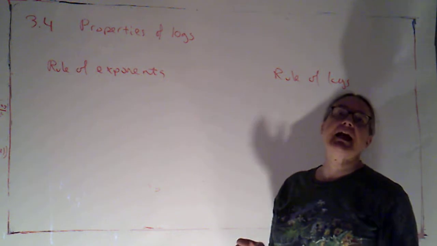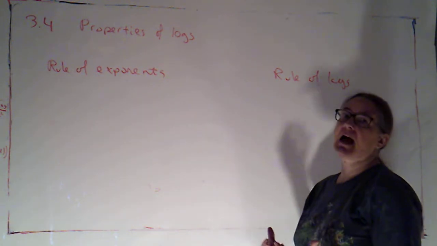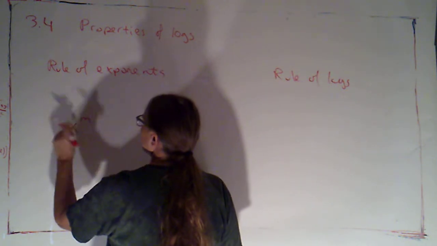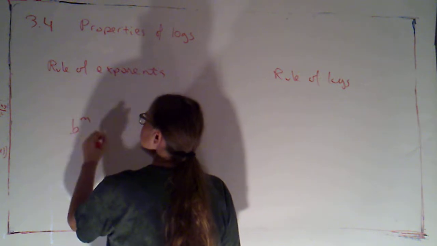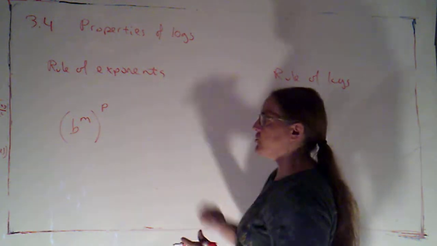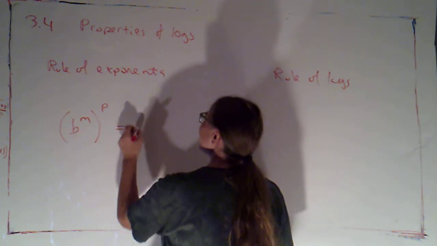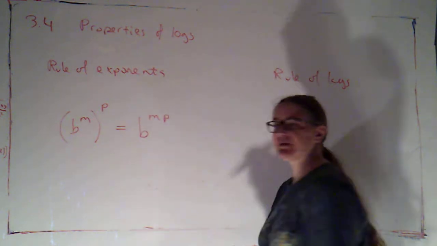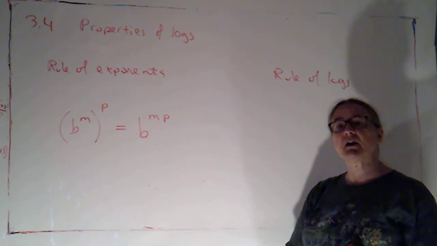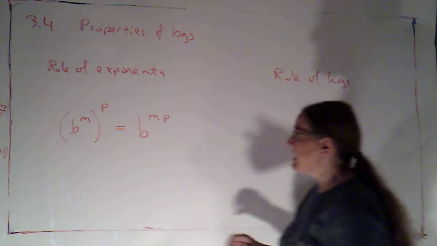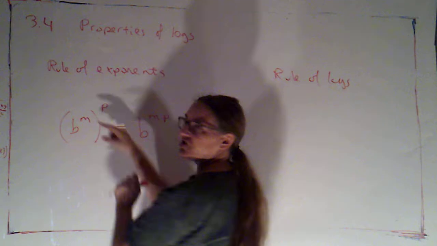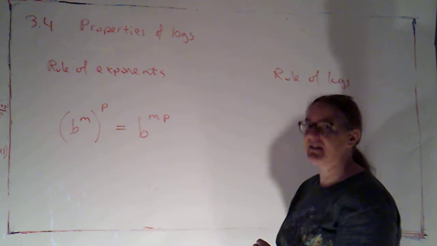And that has to do with when I have a power to a power. So if I had b to the m, to the p, when I have a power to a power, I can multiply the powers, so I can say that's b to the m times p. Now, that is multiplying exponents, but it's not going to correspond to multiplying logs with the same base, because notice the base for p is b to the m, but the base for m is just b. So they're both exponents, but they have different bases.